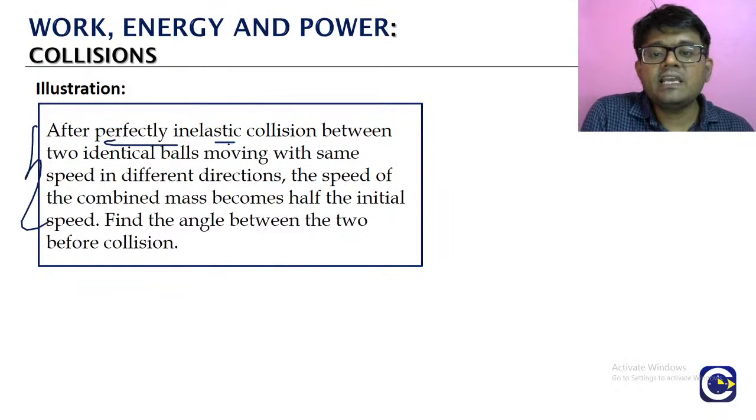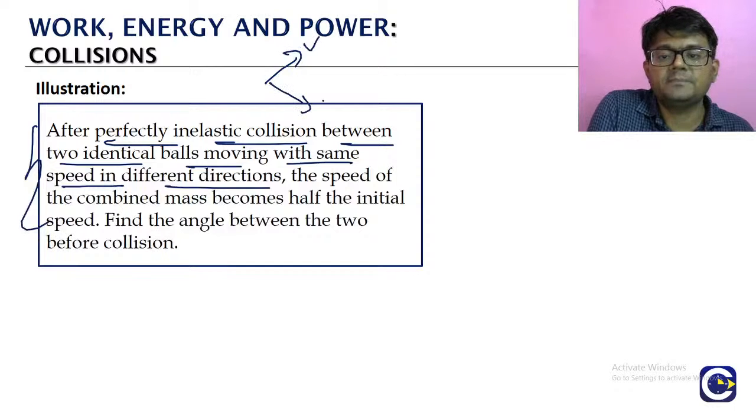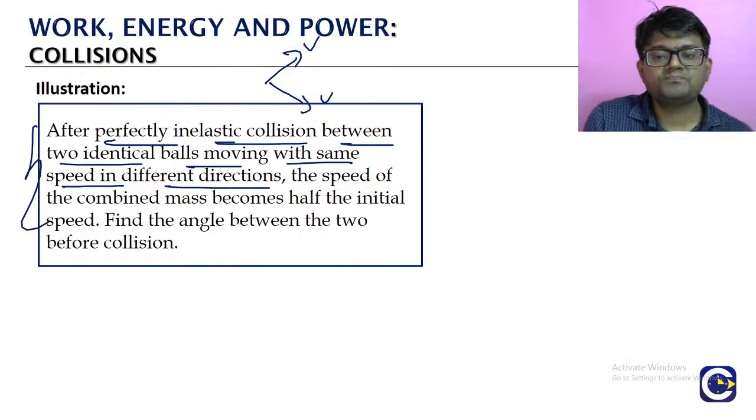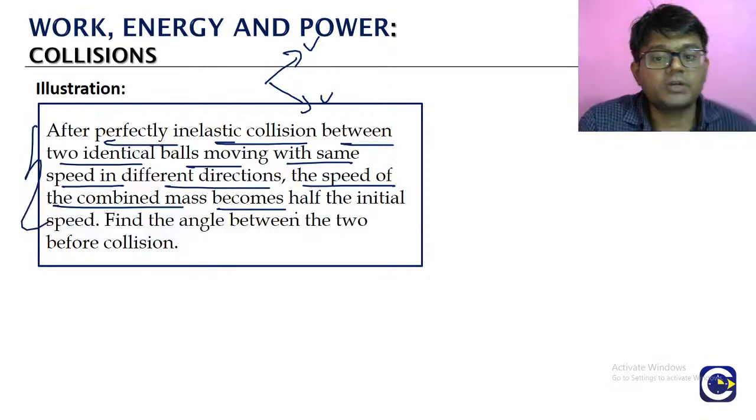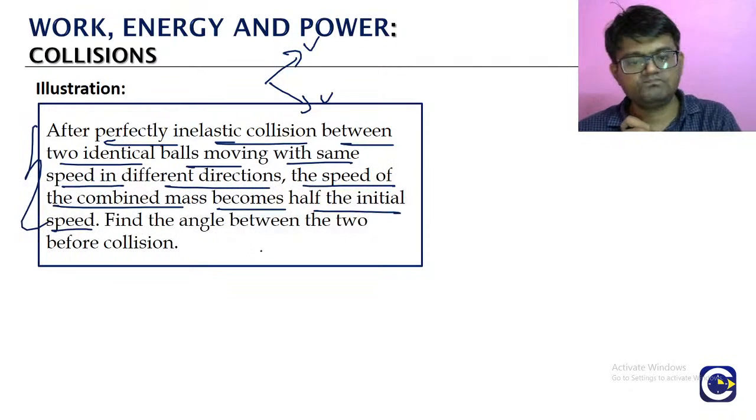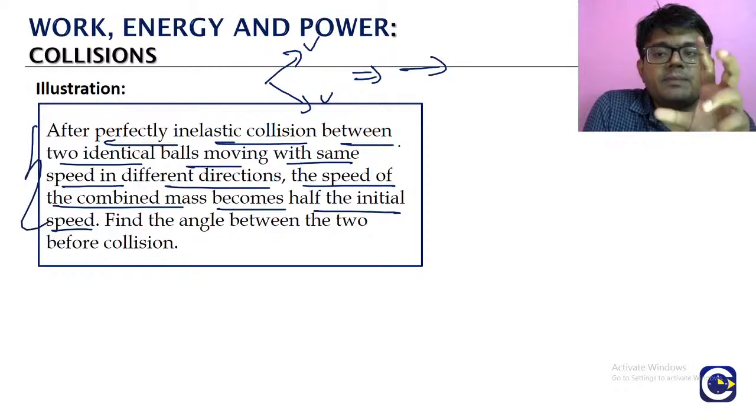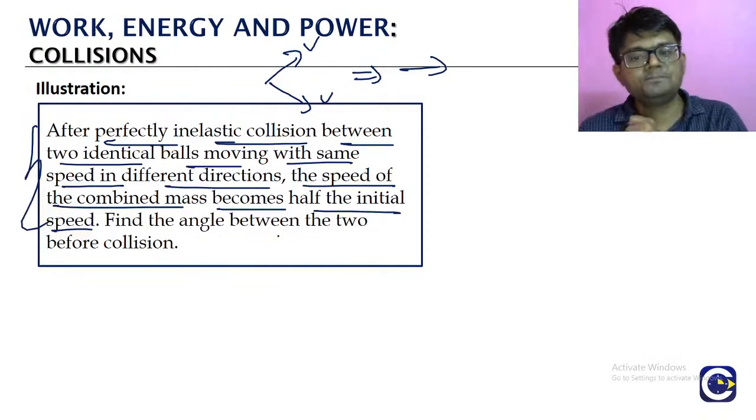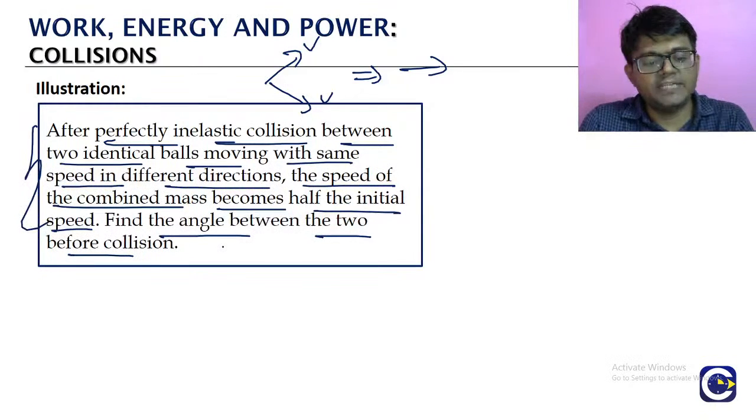After perfectly inelastic collision between two identical balls moving with the same speed in different directions, means they have the same speed, maybe v and v, like that. Okay, but different directions they are moving. The speed of the combined mass, after collision they are now moving together, becomes half the initial speed. So when they are sticking and moving together, their speed is becoming half the initial speed. Find the angle between the two objects before the collision.